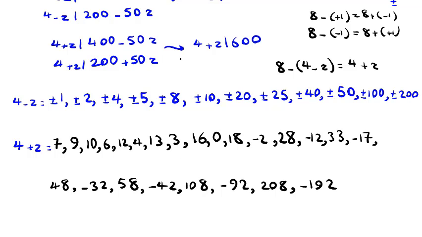So we know 4 plus z is a divisor of 600. If we factorize 600, it is 2 cubed, times 3 times 5 squared. So 7 is bad. 9 is bad because it's 3 to the power of 1... 10 is not bad. 6 we can't reject. 4 we can't reject. 13 we can reject. 16 we can reject because the power of 2 is 4, more than 3.